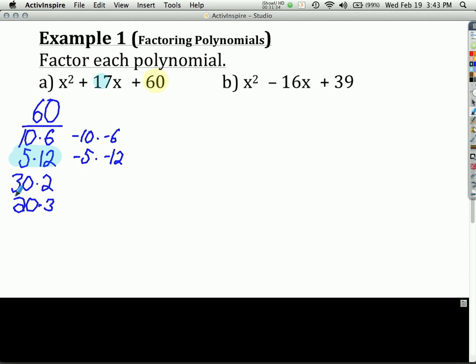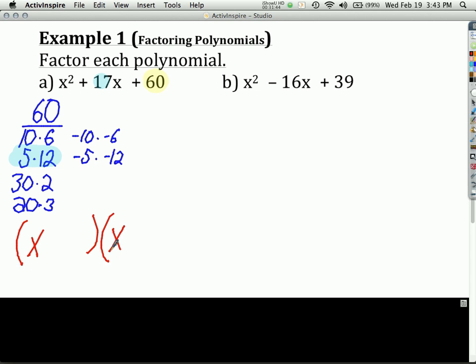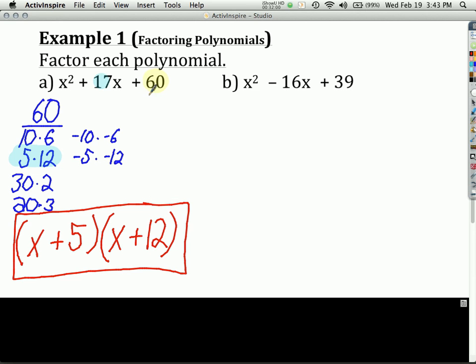So, factoring this trinomial, we use those two numbers. It'll be x, and we just fill in the 5 and the 12. For now, it actually does not matter which one goes where. And this is factored form of this trinomial. Comments, questions, concerns?